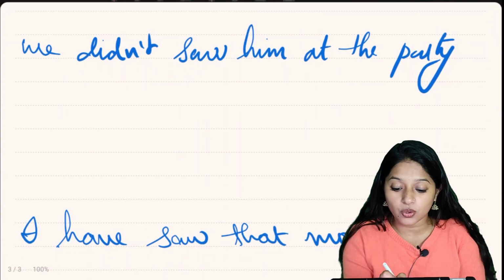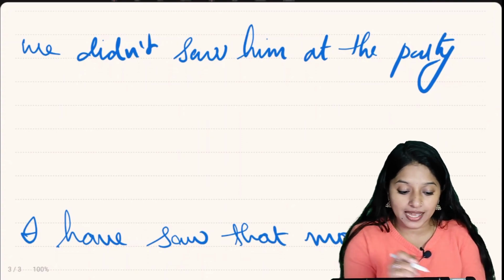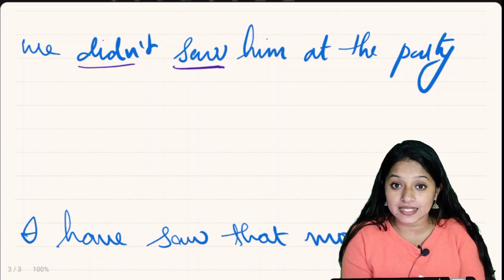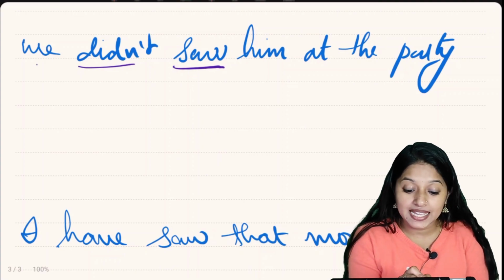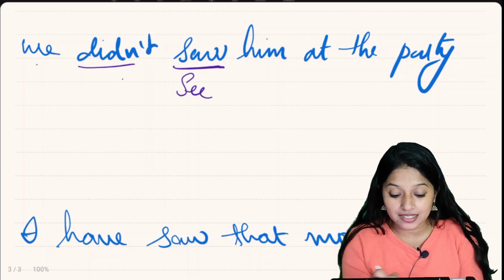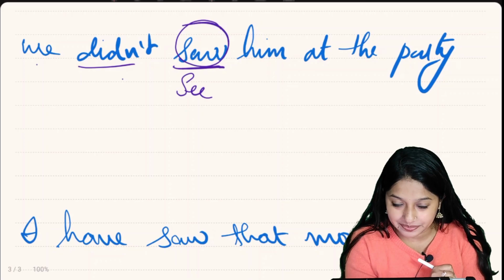So let's see the next sentence. He didn't saw him at the party. Okay, again, didn't saw. What will be the correct sentence? He didn't see him at the party. Right? The base form of the verb.